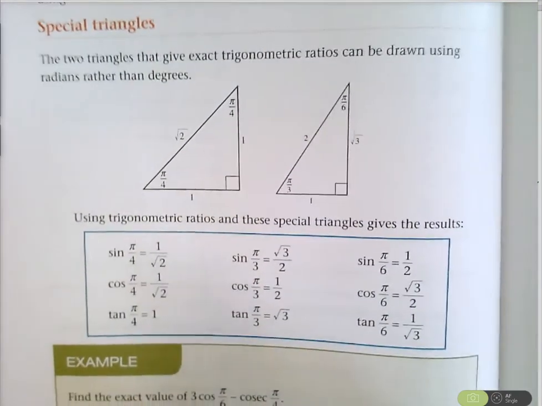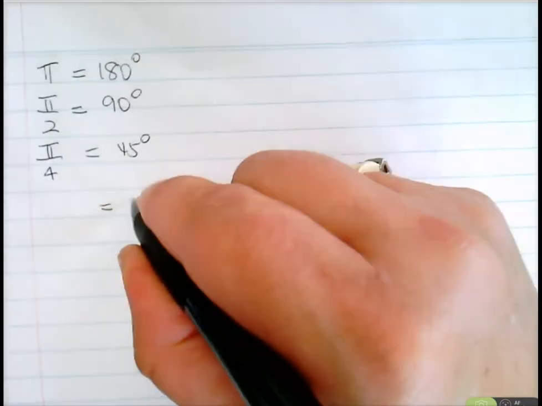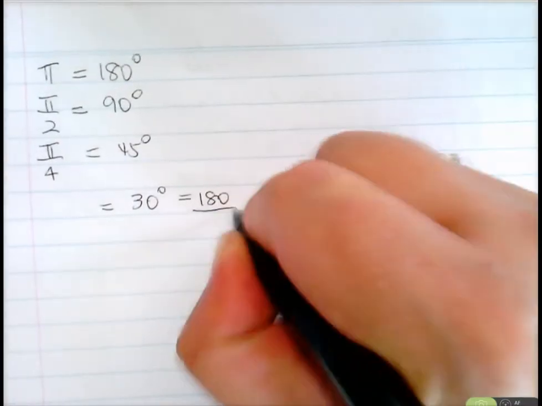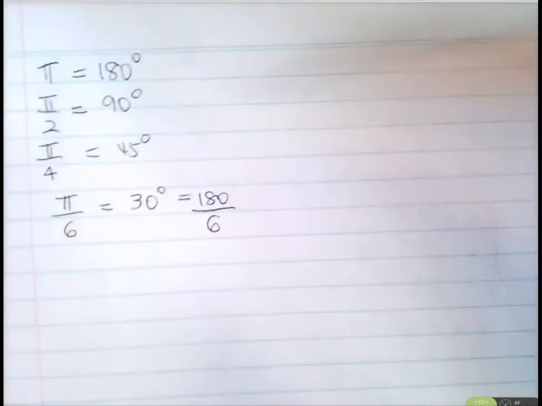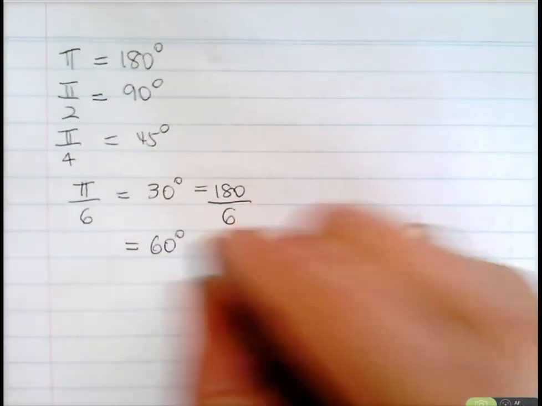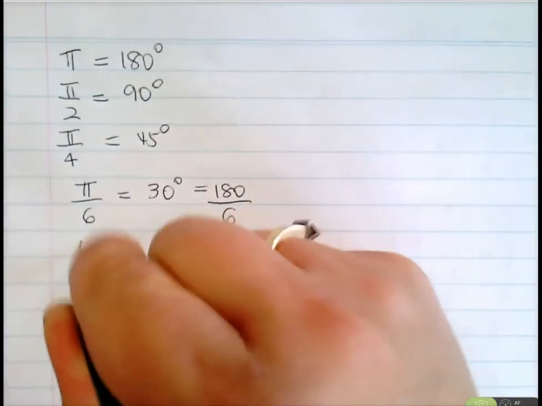I'd need to check. Let me just pull it up. Okay. Pi equals 180 degrees. So therefore, pi on 2 is what? 90. Half of 90 is 45. Half of pi on 2 is pi on 4. Now, what's 30 in terms of pi? It's 180 over 6. So it's pi on 6. Okay, what's 60 degrees? It's 180 on 3, which is pi on 3.